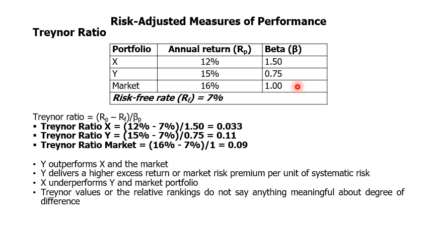Portfolio Y outperforms X and the market because its Treynor ratio is the highest. Y delivers a higher excess return or market risk premium per unit of the systematic risk taken. X underperforms Y and the market portfolio. Again, the Treynor values or the relative rankings do not say anything meaningful about the degree of difference between these three portfolios as far as the performance is concerned.